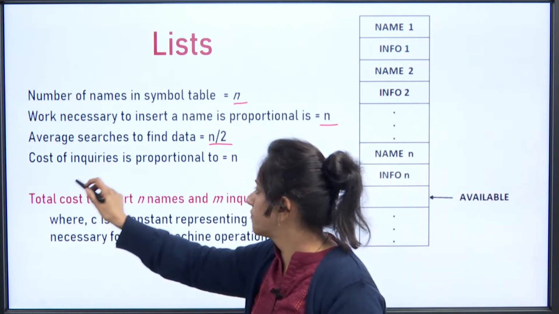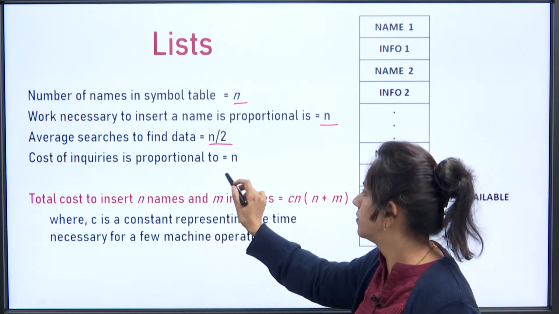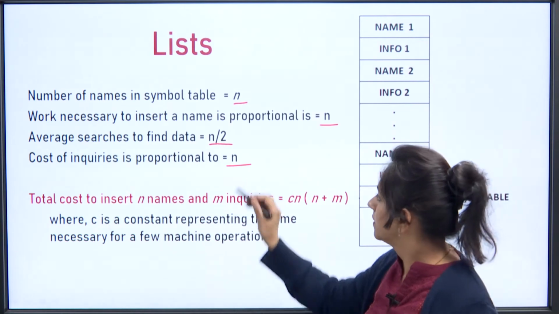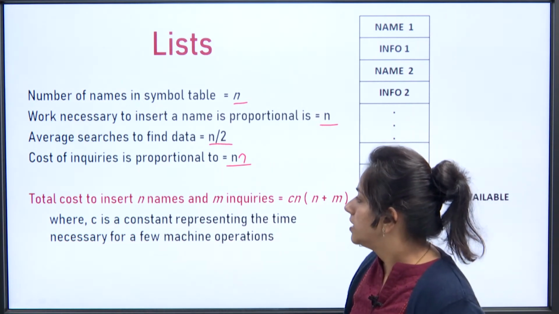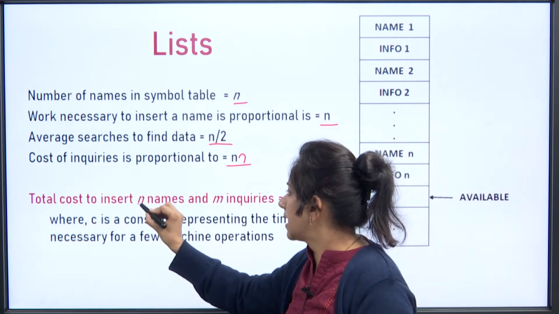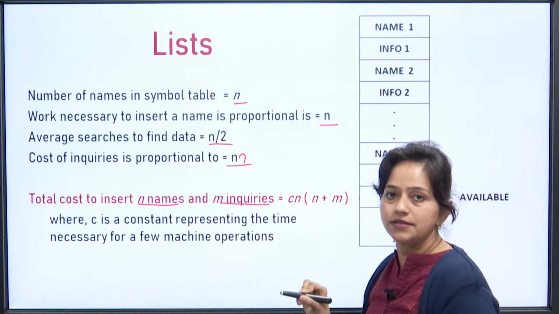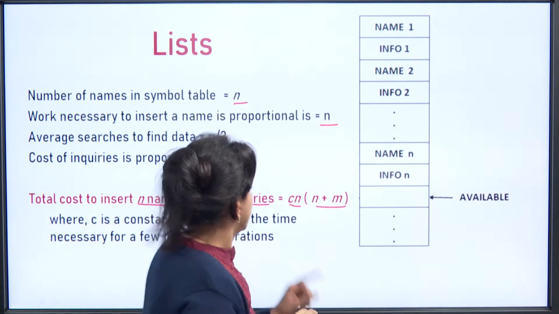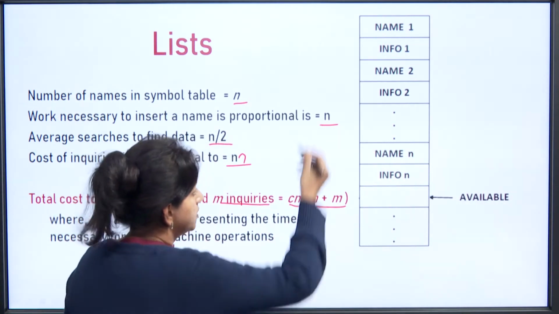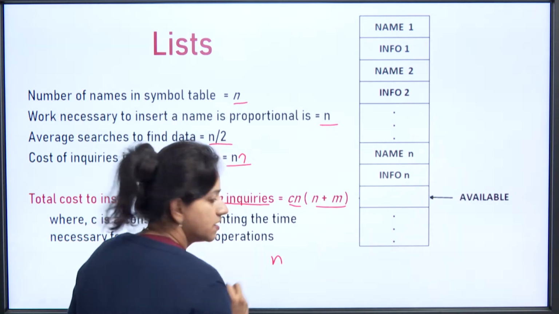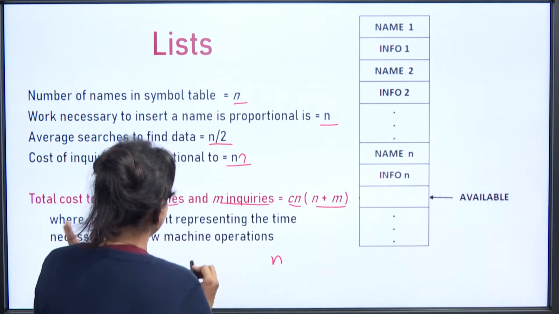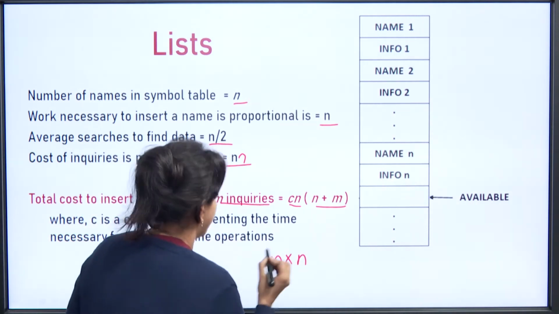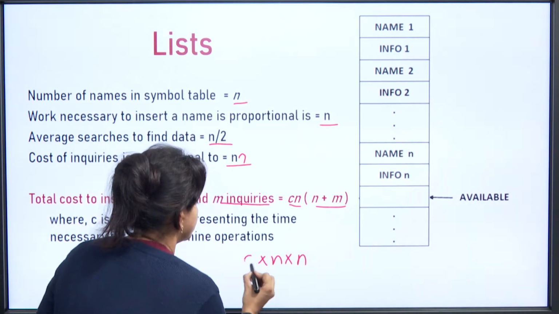Now, next is cost of inquiries. Suppose cost of inquiries is proportional to m. Now, the total cost to insert m names or m inquiries will be C n into m plus n. How is it actually? Suppose we want to insert some records. For inserting, first we will search, and suppose we need to insert m names. So, it will be n into m, and suppose we are multiplying it with some constant c.